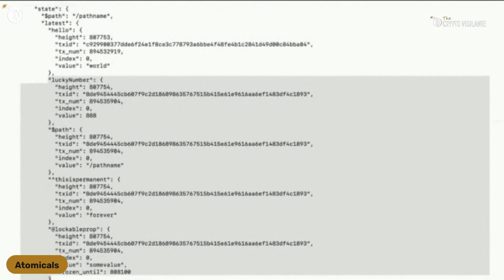You can see lucky number was updated because it is a dynamic property that can be updated. And then we have the permanent property. So even if you try to update that permanent property, the convention is no, it's ignored. And a lockable property, of course, cannot be updated until the freeze time is over.